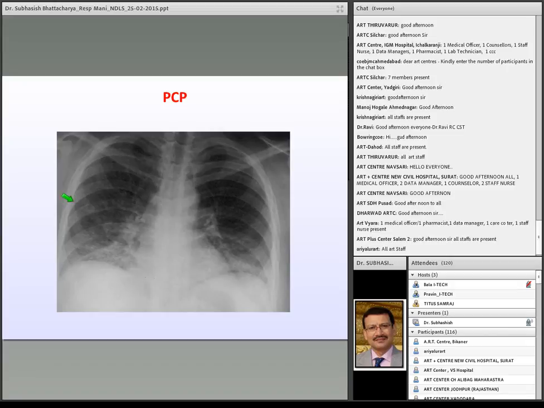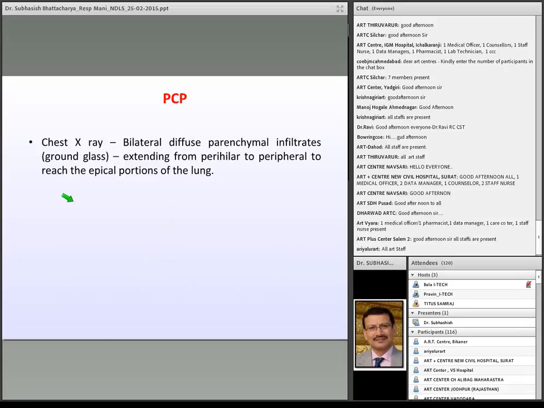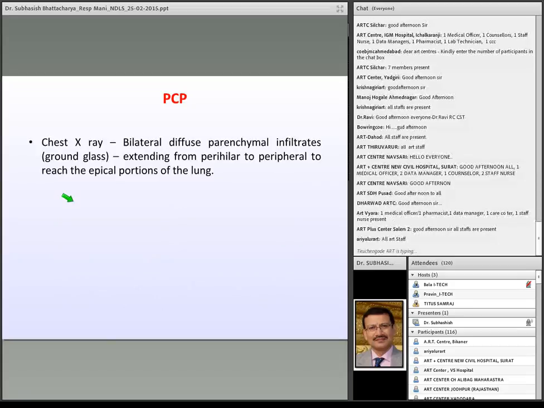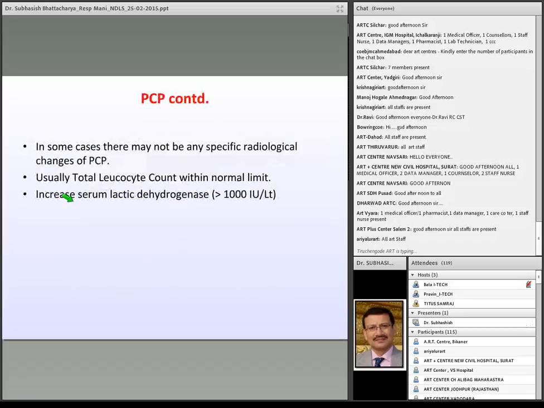But one point to note, the initial X-ray may be normal, but we should consider subsequent X-rays in such cases, and then we can see that opacification. There are bilateral diffuse parenchymal infiltrates, the ground glass appearance of the X-ray, extending from the perihilar to the peripheral region to reach the apical portion of the lung. In some cases, there may not be any specific radiological changes of PCP, as I mentioned before at the beginning. So a repeat X-ray may be required.